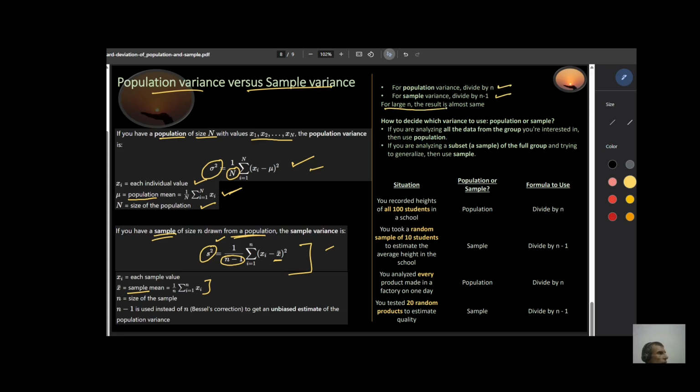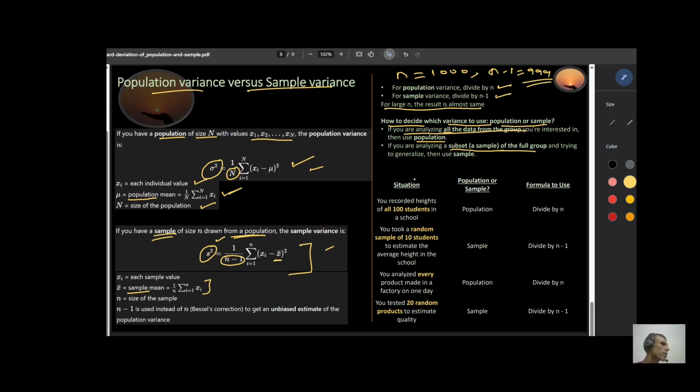Now, when your n becomes very large, your result is always going to be the same. Let's say the size of your data set is 1000. You divide a number by 1000, or you divide a number by n minus 1, which is 999. Your answer would be pretty much similar. It's almost going to be identical, not much different. Now the question becomes, how do you decide which variance to use? Should I use population or sample? Well, if you're analyzing all the data from the group, then use population. On the other hand, if you're analyzing a subset, a small part of the full group, not the whole group, then you should use a sample.